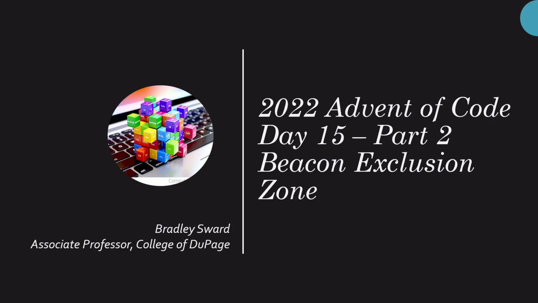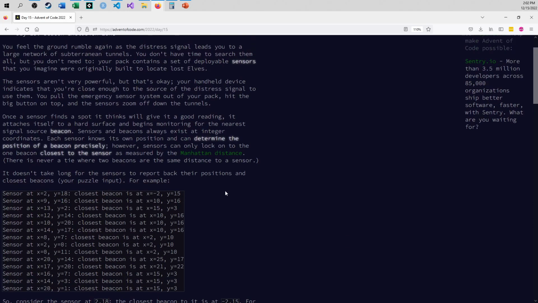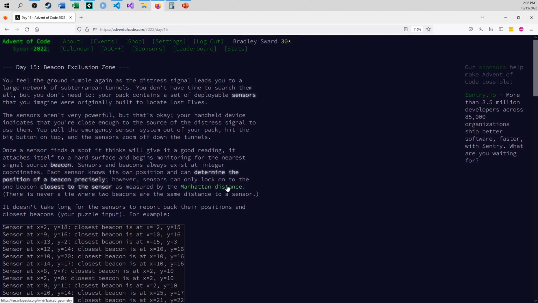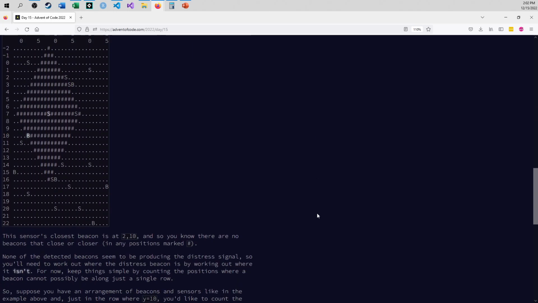Hello everyone, this is Bradley Sward, and this video today is the 2022 Advent of Code Day 15 solution for Part 2 of the problem, otherwise known as the Beacon Exclusion Zone. In Part 1, I basically showed how you could reduce this down to collision detection, like in video games. Precise collision detection versus imprecise collision detection. It does get you to an answer, and that video is already up there for you.